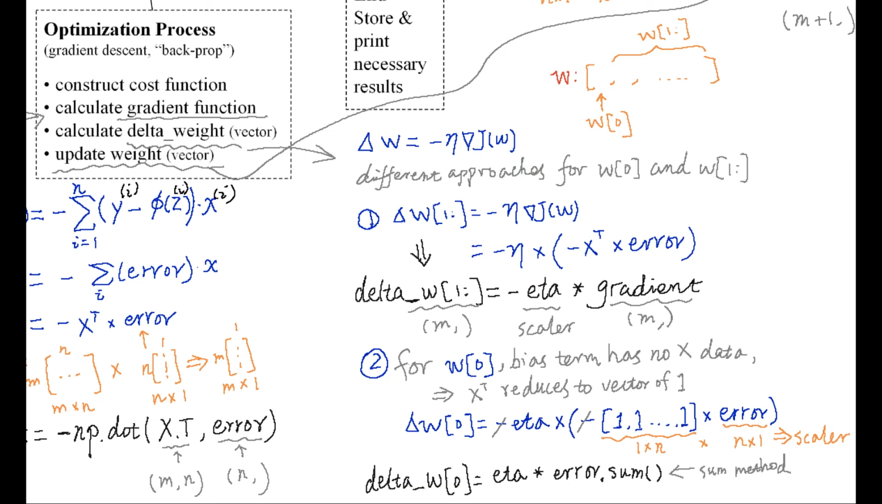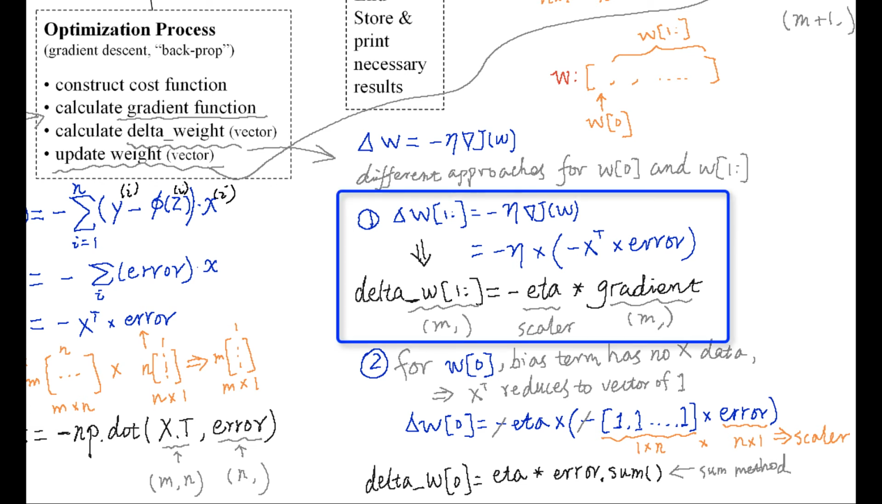Now the best way to implement delta weight is to go through two steps because of the slight difference between the bias term and the rest of the weight terms. The bias term is stored as the first element, and all the other weights are stored beginning with the index of 1. We first calculate that part of the weight vector that corresponds to the X variables, which are those elements beginning with the index of 1 all the way to the end. The formula to do that is to multiply the negative sign, eta, the learning rate, and the gradient function that you just calculated.